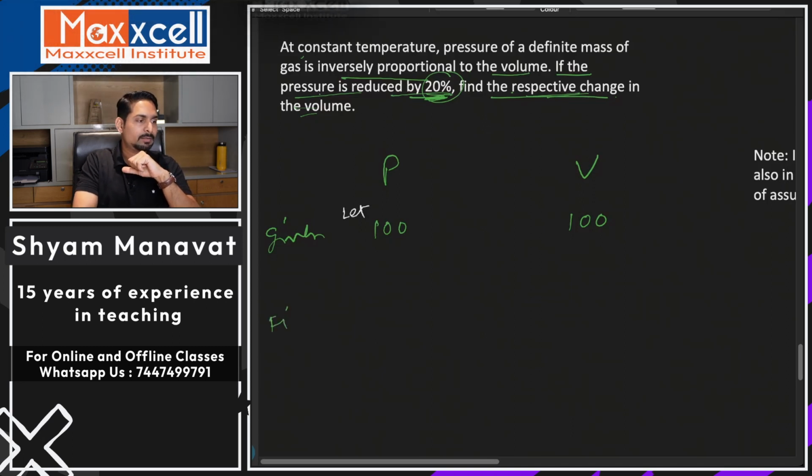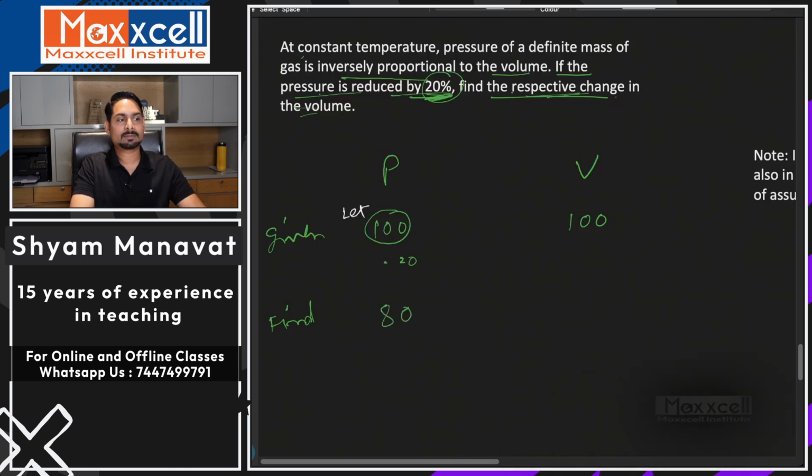Okay, what do we need to find? We need to find if pressure reduced by 20%. If 100 reduced by 20%, so 100 reduced by 20. What is 20% of 100? 20. So now pressure is 80. We need to find the volume. Can I say volume also becomes 80?